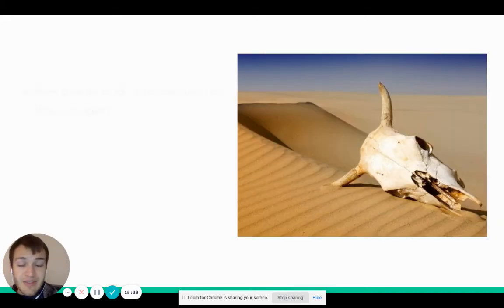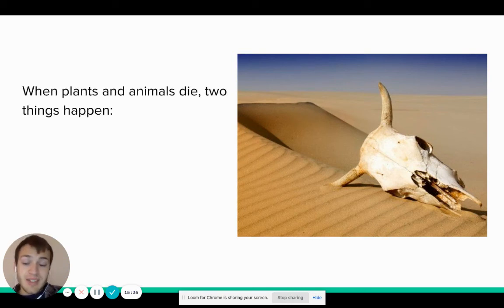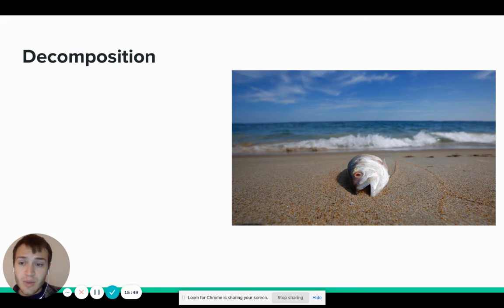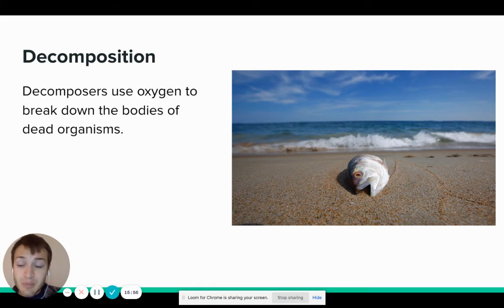All right, and then when plants and animals die, that's another way carbon leaves the biosphere. And when plants and animals die, there are two things that can and do happen. The first thing is decomposition. The second thing is burial. So when plants and animals decompose, decomposers actually use oxygen to break down the bodies of dead organisms.